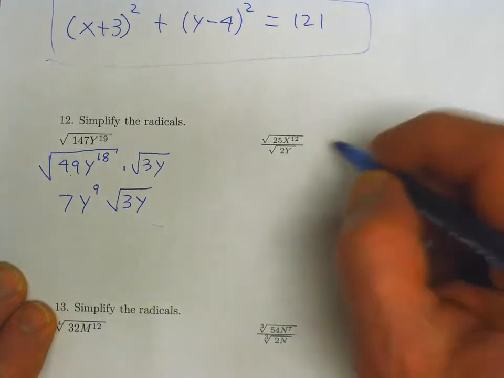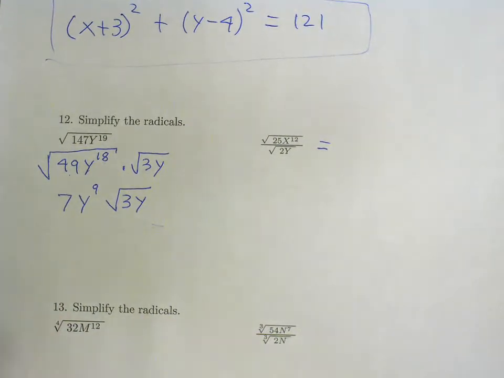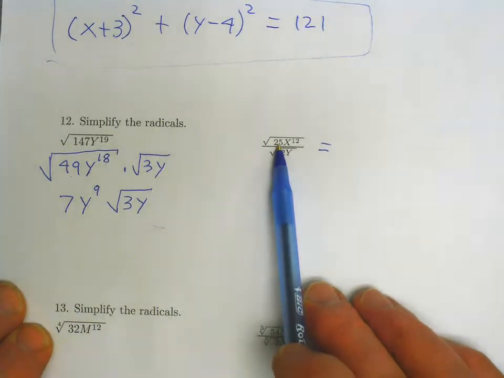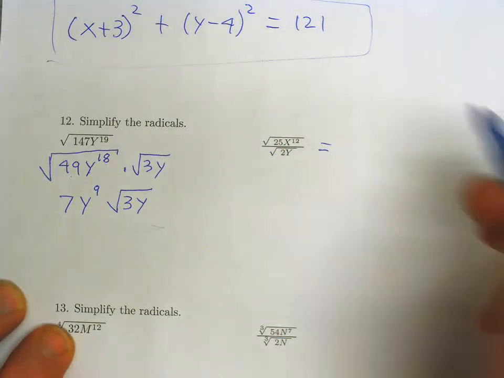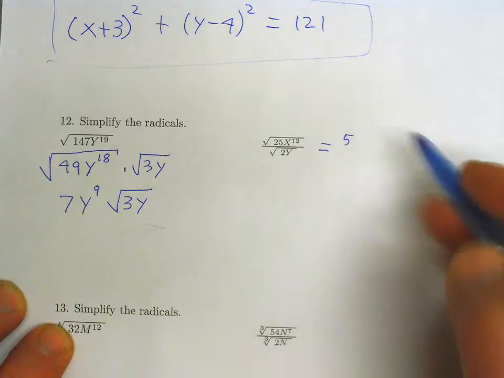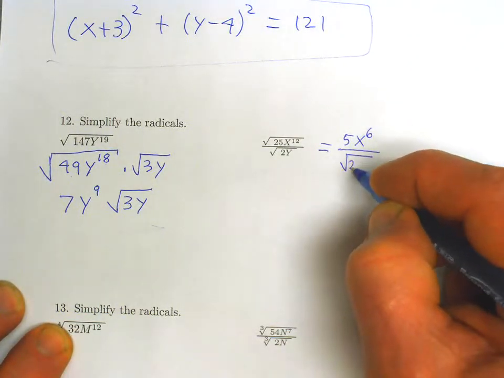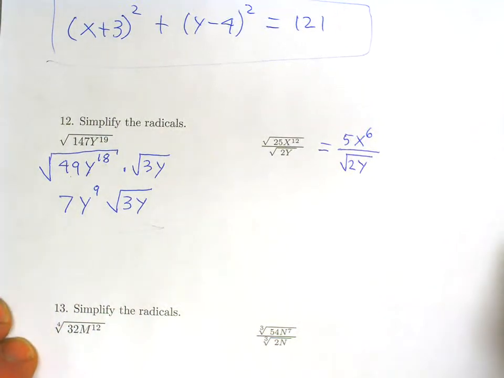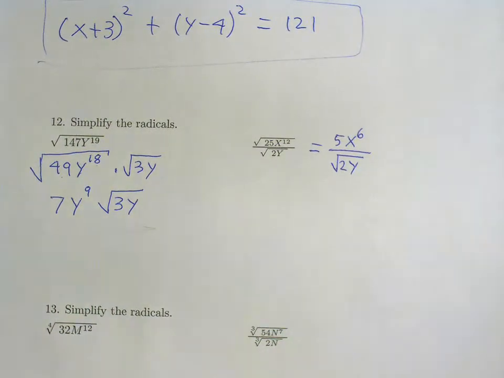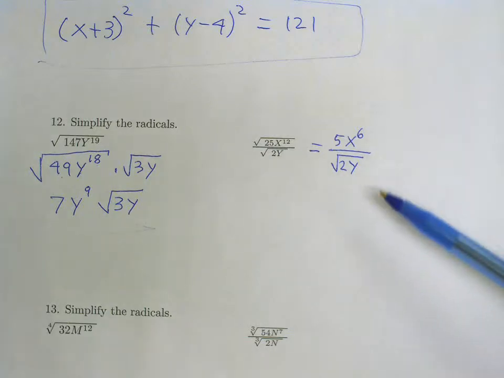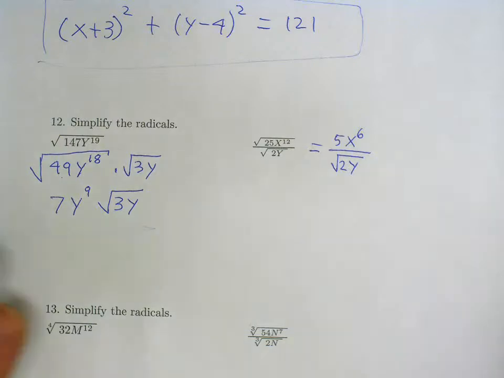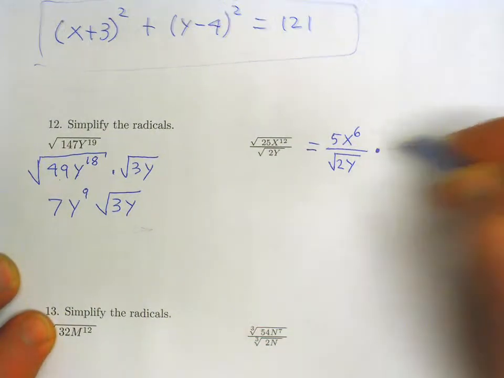Okay, on the next one, the square root of 25x to the 12th divided by the square root of 2y. We can simplify the numerator. The square root of 25 is 5, and the square root of x to the 12th is x to the 6th. But we still have this square root of 2y in the denominator. So that means in order for this to be simplified, we cannot have a square root in the denominator. So the technique is to multiply by 1.